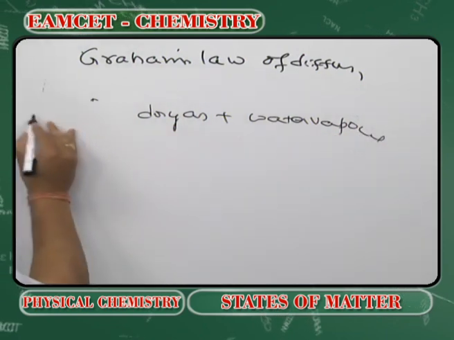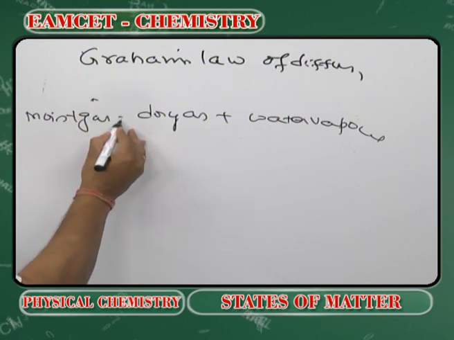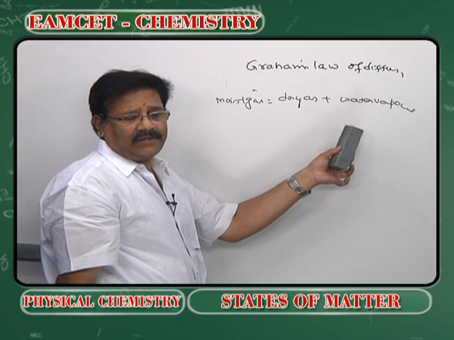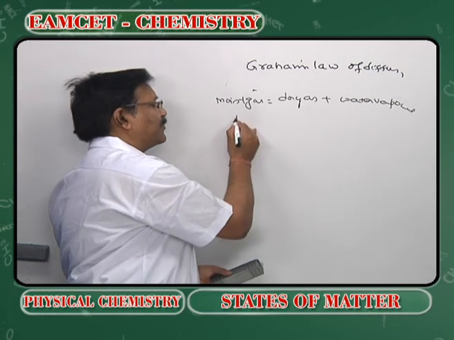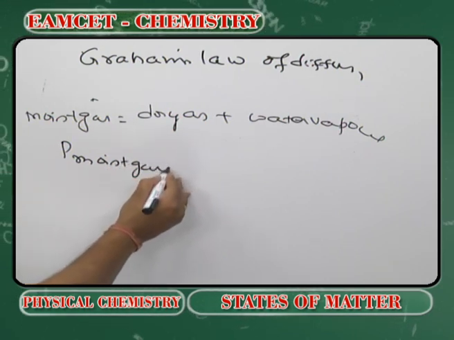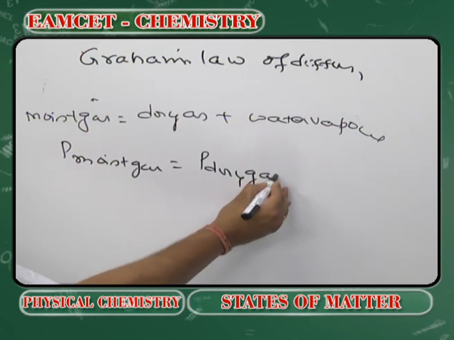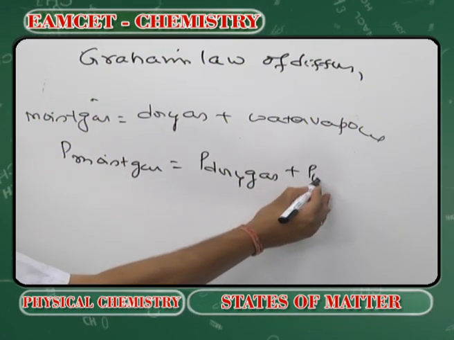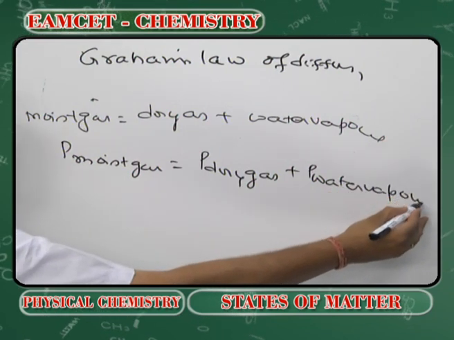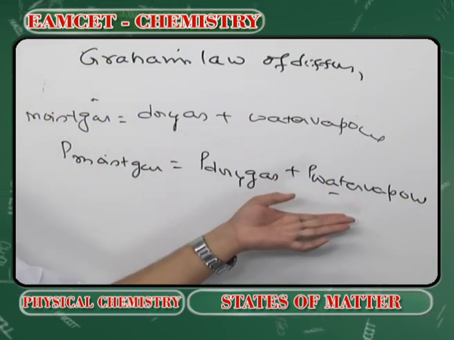Moist gas can be considered a mixture of dry gas and water vapor. Applying Dalton's law, what will happen? Pressure of the moist gas will be equal to pressure of the dry gas plus pressure of the water vapor. This pressure due to the water vapor is called aqueous tension.